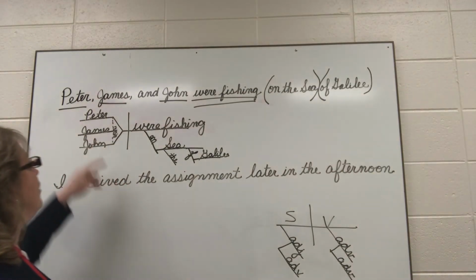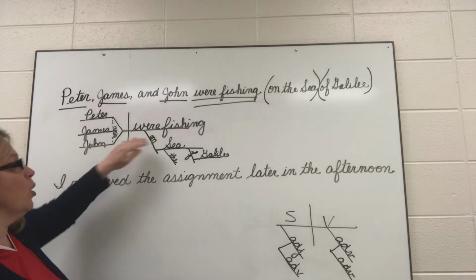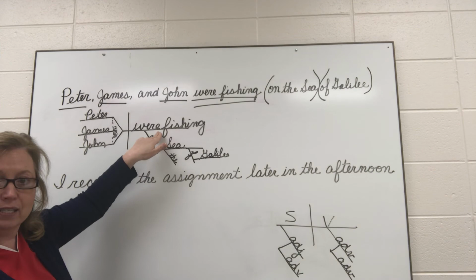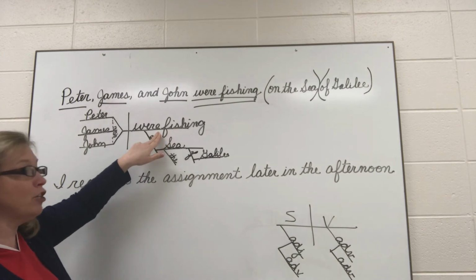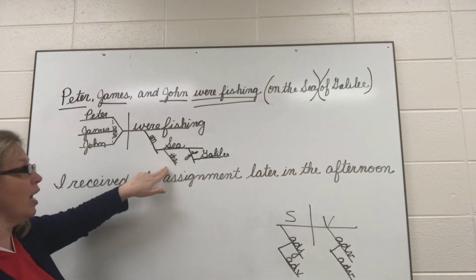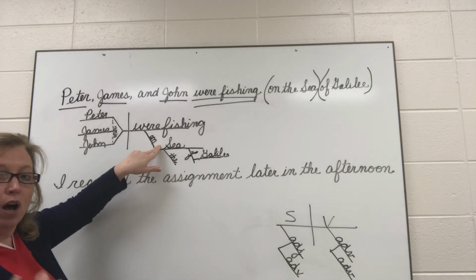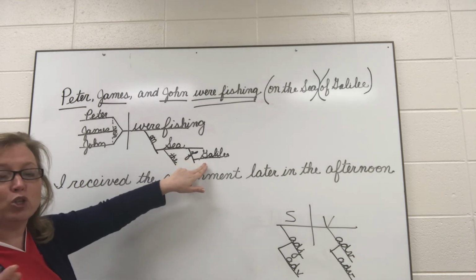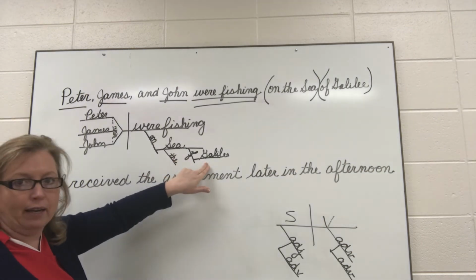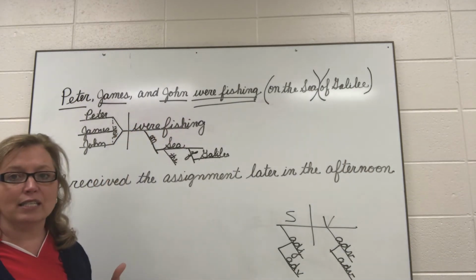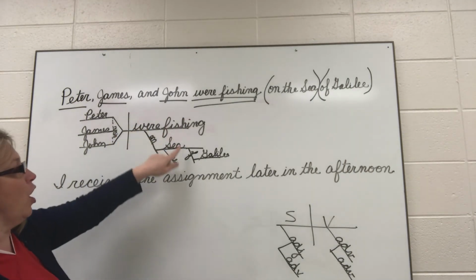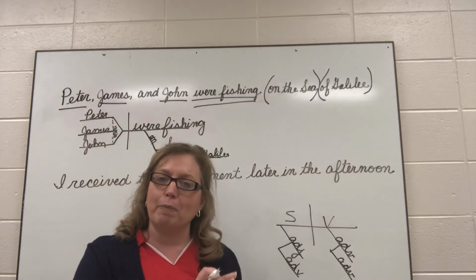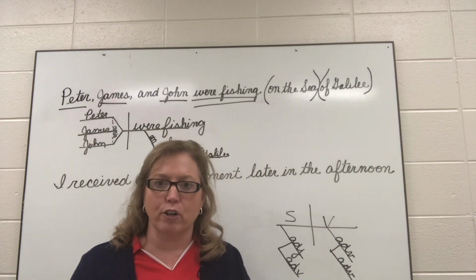So here I have Peter, James, and John are my subject. Were fishing is the verb. On the sea is an adverb phrase describing were fishing, tells me where they're fishing. The is an adjective telling me of the sea, okay, and then we have of Galilee telling me which one, which sea, the Sea of Galilee. And we have diagrammed our entire sentence. Remember, the words on the sea is a prepositional phrase describing my verb. So it's an adverb phrase.